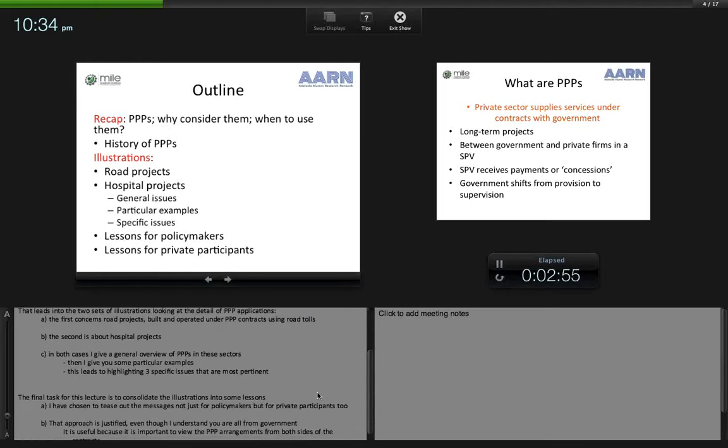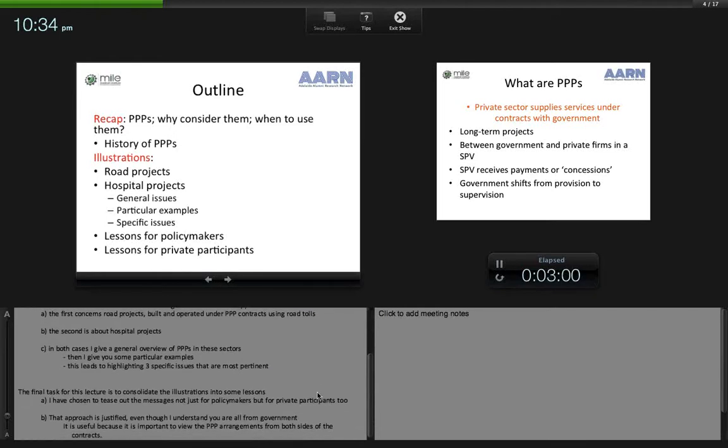The final task for this lecture is to consolidate these illustrations into some lessons. I've chosen to tease out the messages not just for policymakers, but for private participants too. Now, that approach, I believe, is justified, even though I understand that all of you listening are from government. Nonetheless, it's useful because it's important to view the PPP arrangements from both sides of the contracts.